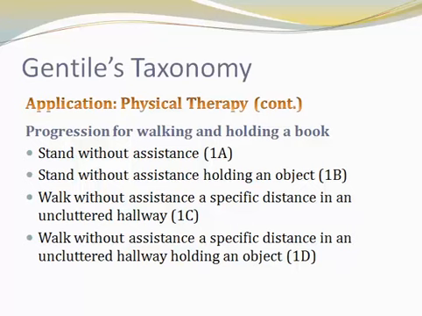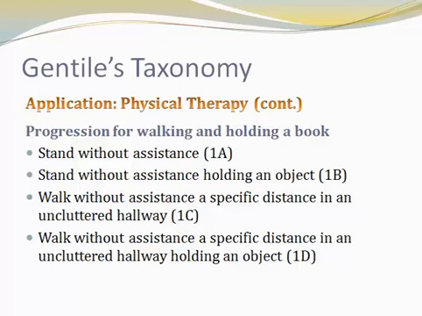And there is no object manipulation, but there is some body transport, which we did not have initially for the first two steps. And then, of course, our last progression would be to walk without assistance a specific distance in an uncluttered hallway while holding an object. So essentially, we are performing the skill that we wanted to achieve.